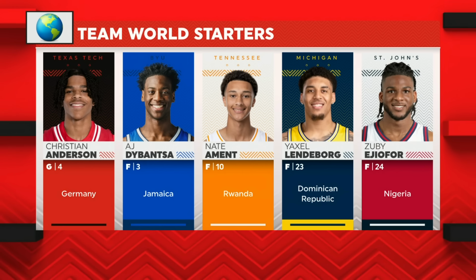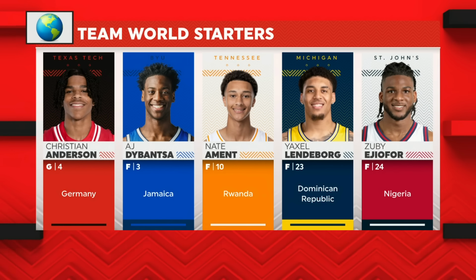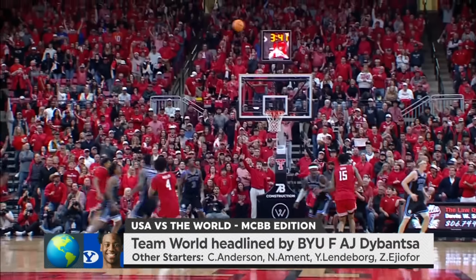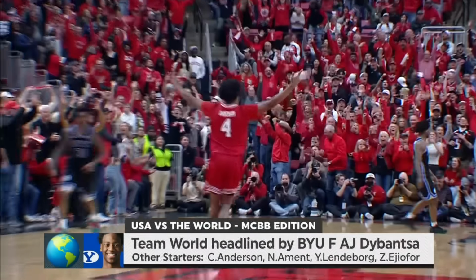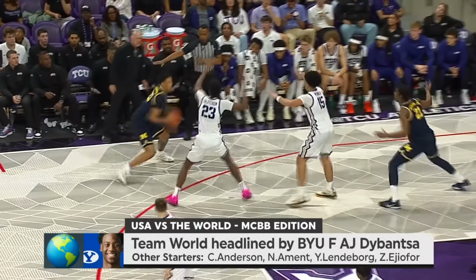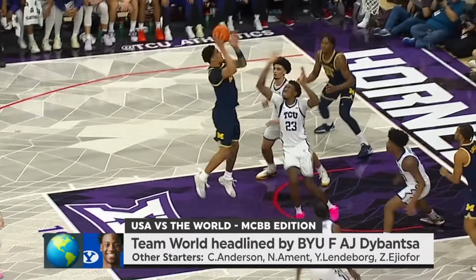But Yaxel Lendeborg, who represented the Dominican Republic. Christian Anderson, people may be surprised, the Texas Tech star from Germany. His father was born there. He's played on the German national youth teams. So I think the world team is really, really tough to deal with when you consider that a potential number one pick could be the anchor of that group, and he's surrounded by a lot of stars who could also have NBA futures.